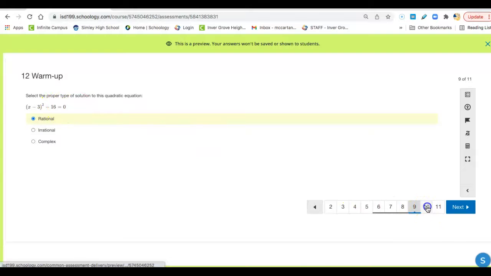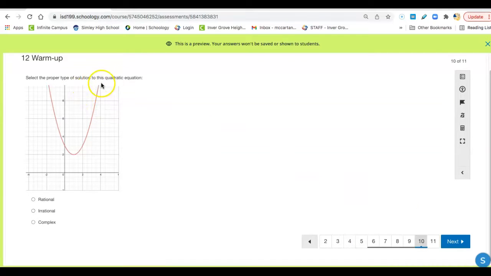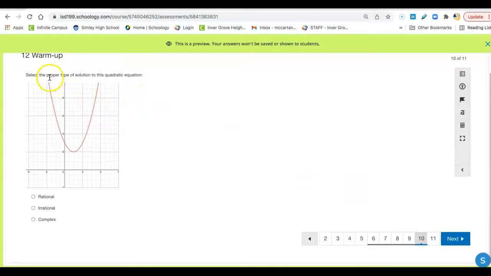All right, number 10. The solution to this quadratic is above the x-axis. It never touches the x-axis. This has a complex or a non-real solution. Okay?